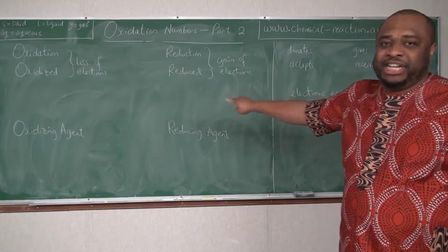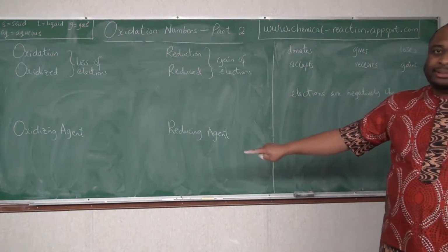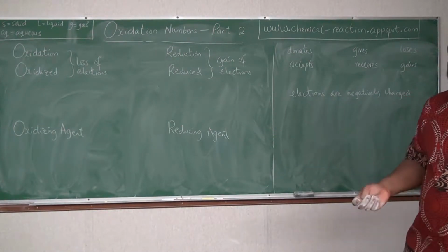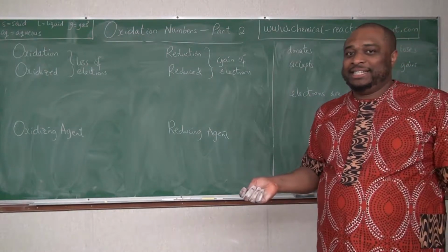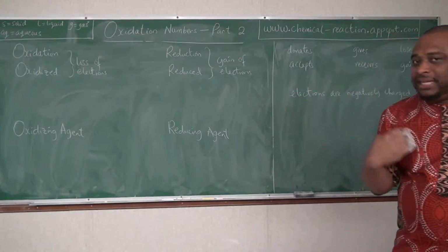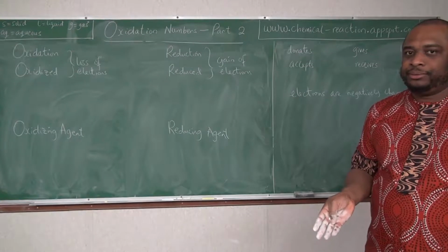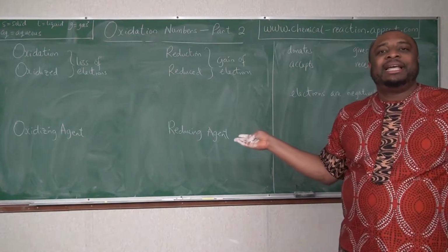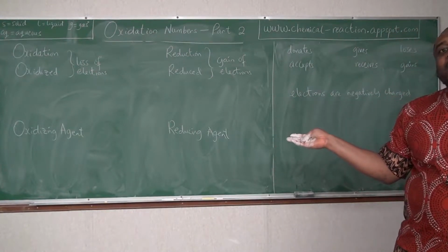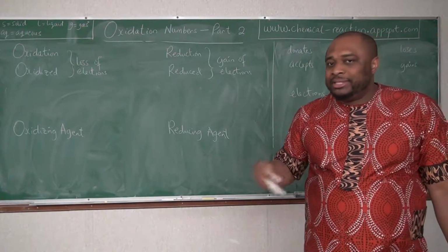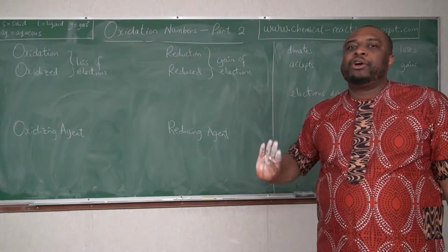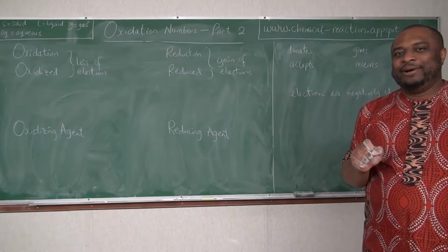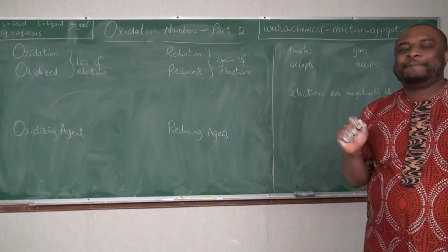An oxidizing agent is the agent that will accept electrons to become reduced. A reducing agent is the agent that will lose the electrons to become oxidized. So that is the trick that I really want you to understand.